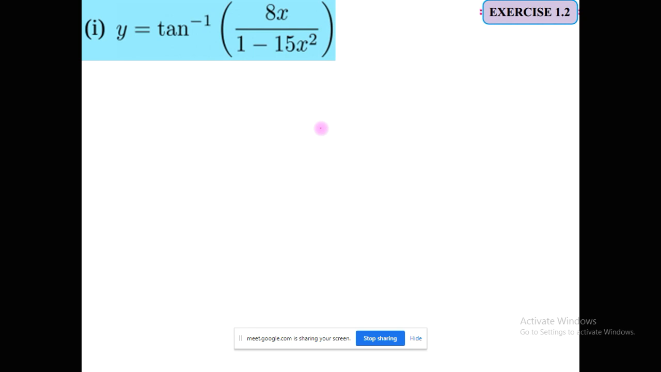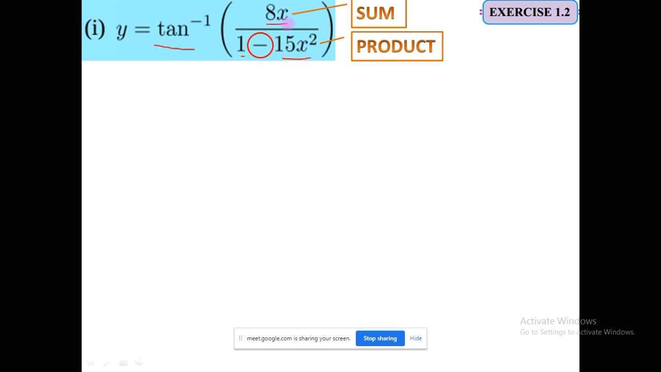y is equal to tan inverse of 8x upon 1 minus 15x square. Now whenever there is a tan inverse and an expression of such a kind that there is 1 in the denominator, in that case we have to look at this sign first. If it is a minus here, all you need to do is find two expressions whose sum is 8x and whose product is 15x square. Now I am giving you the algorithm to look for these things. First look for the 1, then check whether it is a plus or minus.